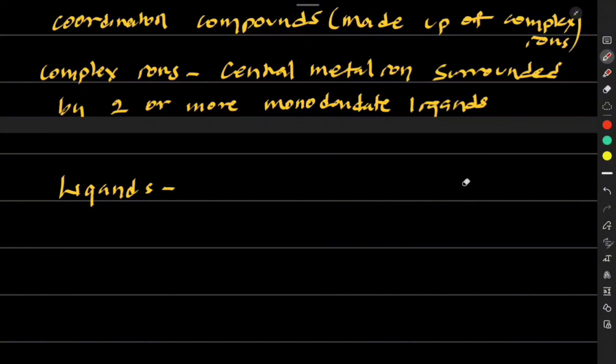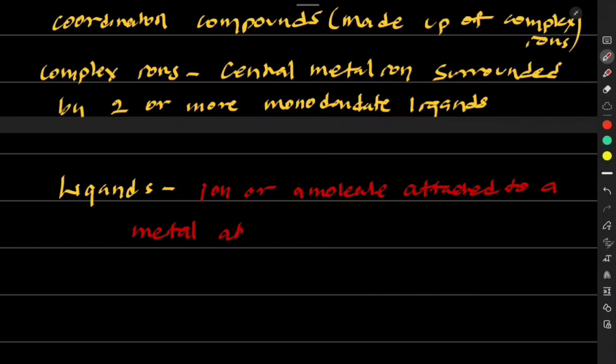A ligand is an ion or a molecule that is attached to a metal ion by a coordinate bond. An ion or a molecule attached to a metal atom by coordinate bonding. These are called ligands. Let's look at an example.